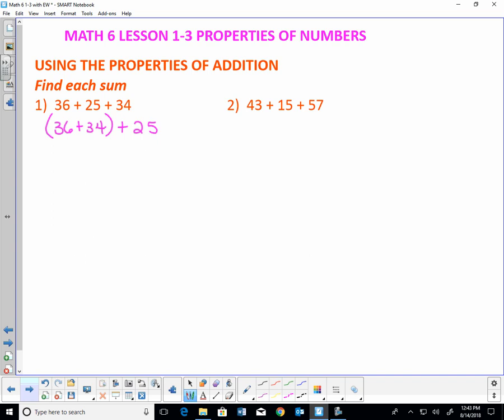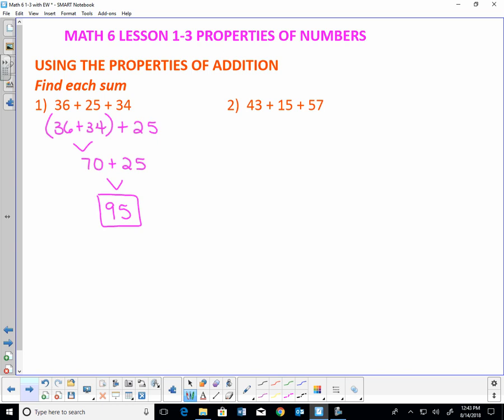It gives me an answer which ends in a 0, which is much easier to add. So if I group these two together, I get 70 plus 25, and then if I add these two together, I get 95. Notice how I show all my work. Even though you might be thinking this mentally in your head, I don't know what you're thinking. Therefore, you have to show me what your brain is doing. You do that by showing your work.